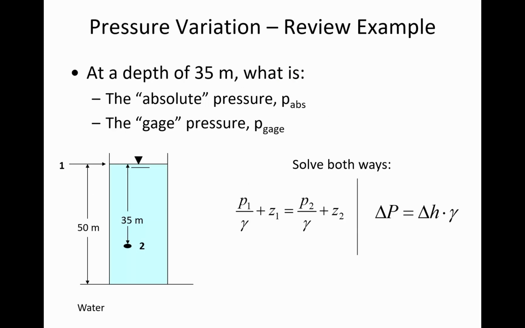So let's briefly review where we left off last time. We saw the full hydrostatic equation, as it was called, and then an abbreviated version of the hydrostatic equation. And so here in the figure on the left, it's saying that we have a 50-meter column of water. There's just, let's call it a tank. And up at the surface of that tank, it's open to the atmosphere.